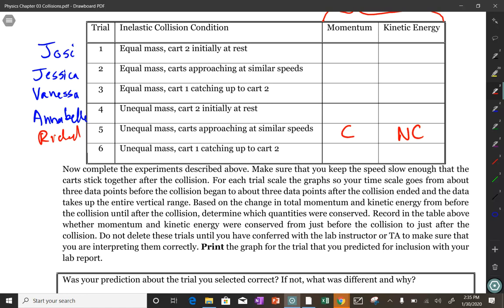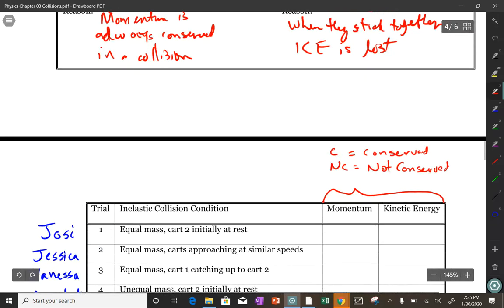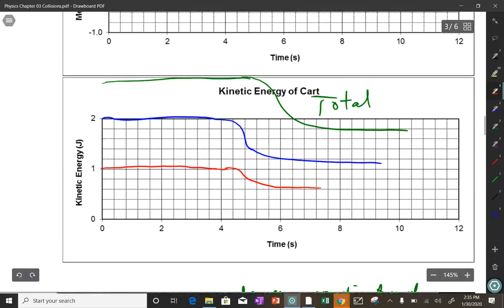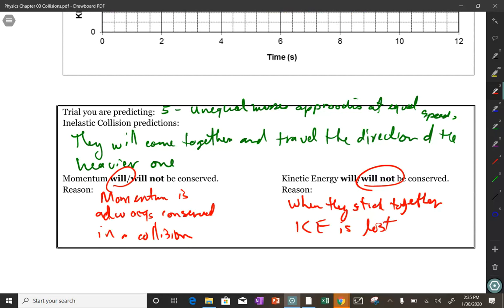You understand that? Remember, yours are not the same as mine. So we're not supposed to write that. No. Well, you're answering for your situation. Your prediction's going to be different. So like mine, where it's equal mass and part 2 is initially at rest, it's going to be different than yours.